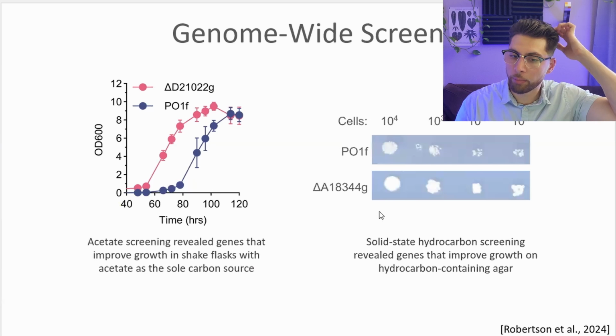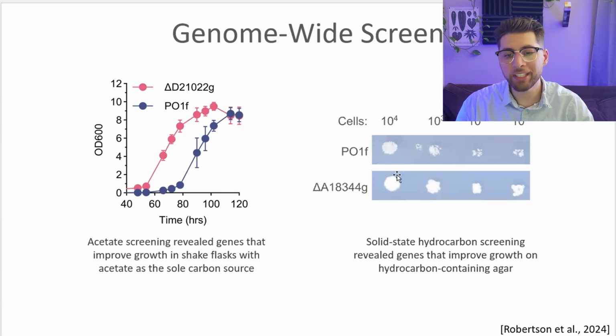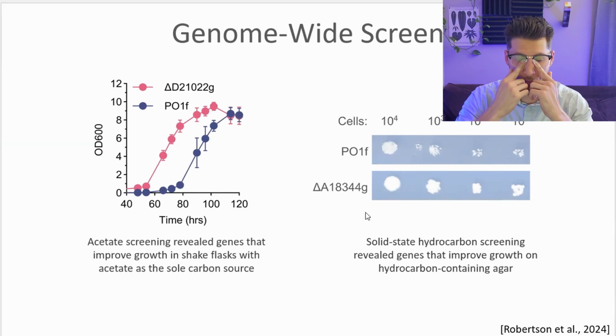In our hydrocarbon screen, these are dodecene plates that contain dodecene. Again, P01F is our wild type. It doesn't have very good growth, but in one of our top hits for dodecene, Delta A18344G, we had improved growth. So both of these figures are further validation that our screen is actually working properly.